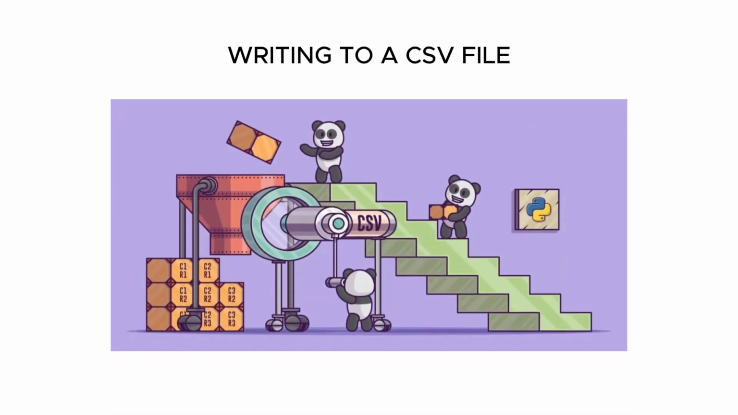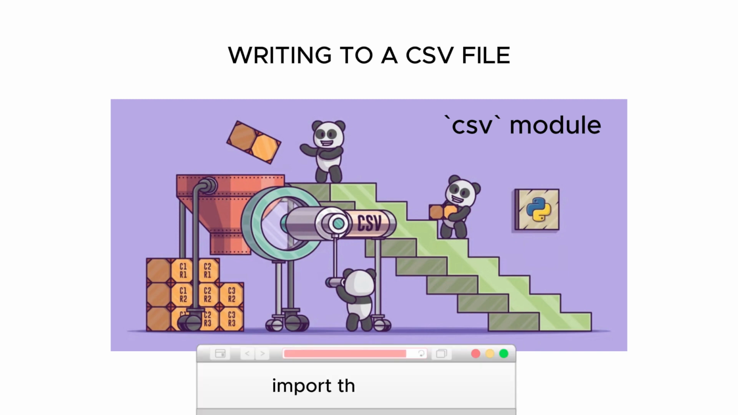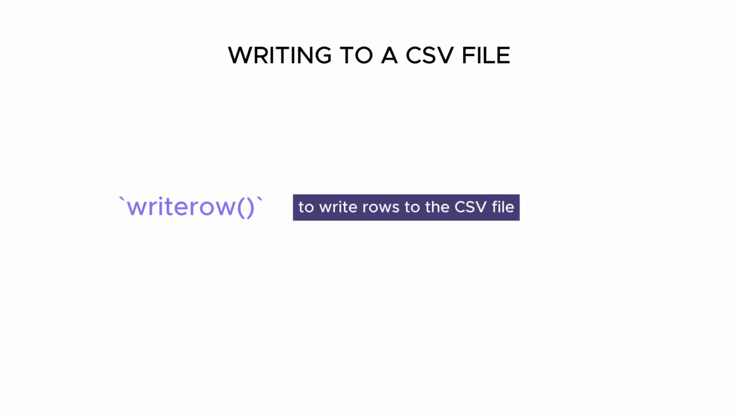Writing to a CSV file. To write to a CSV file in Python, we can use the CSV module. We first need to import the module, then open the file using the open function with the mode set to W. We can then use the CSV writer function to create a writer object. We can use the writer object's writerow method to write rows to the CSV file.